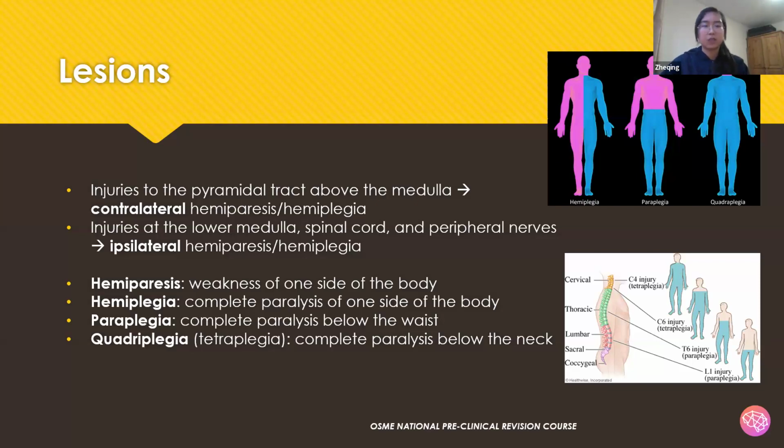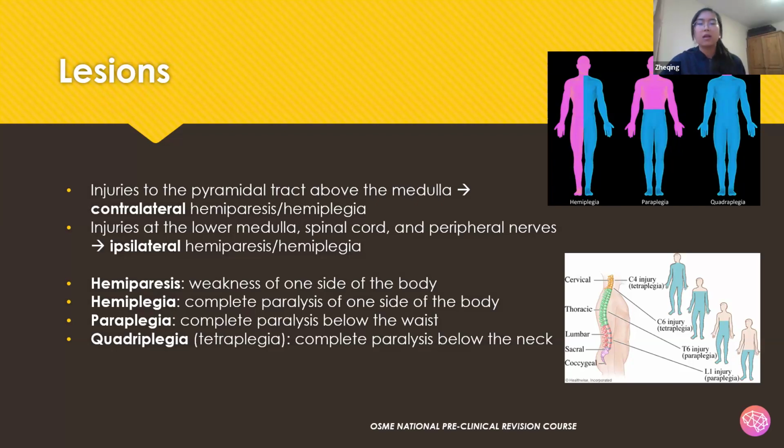It can be at the same location, but hemiplegia is when you have more extensive damage, or the cord is completely cut at that point, then you will get complete paralysis. And you also have more severe effects if, for example, the lesion is higher up. You can get paraplegia, which is complete paralysis below the waist, or quadriplegia or tetraplegia, which means complete paralysis below the neck.